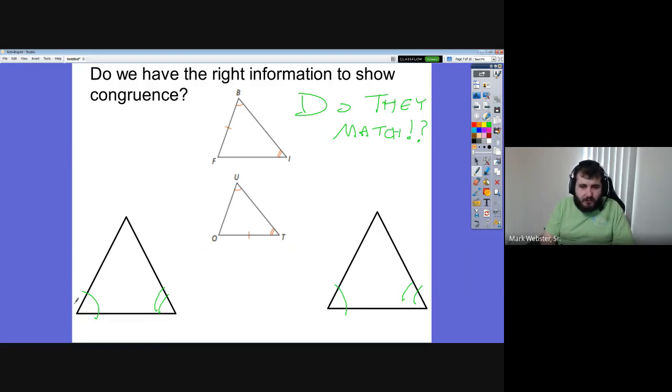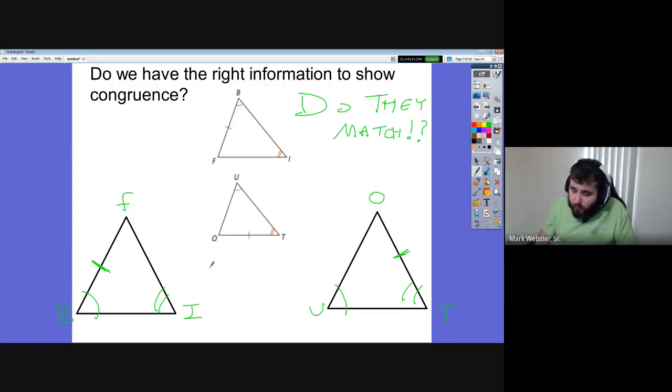All right, now let's name these triangles. This is B, this is I, this is F. What's this one? We've got U, we've got T, we've got O. And then BF, that's the one side here. I have to mark that one. What's this one? It is OT, right? I've got to mark that one. Do they match? Are they the same? No, right? They're backwards from each other.